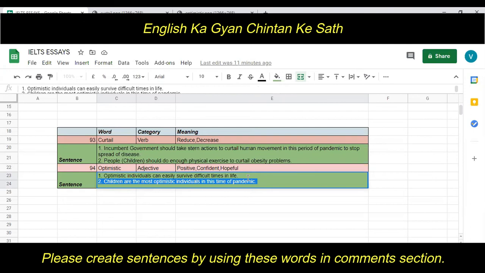And the second sentence is: children are the most optimistic individuals in this time of pandemic. Because see, the adults, and if I talk about the earning member of the family, let's say for example, if I take a very basic example, then the fathers of the family, they have so many things going on in their mind, like whether the job is going to be retained or not, how the financial problems will be solved, and all those things. So all those negativities are there in the minds of adults as well as the earning members of the family, and in the minds of mothers also.